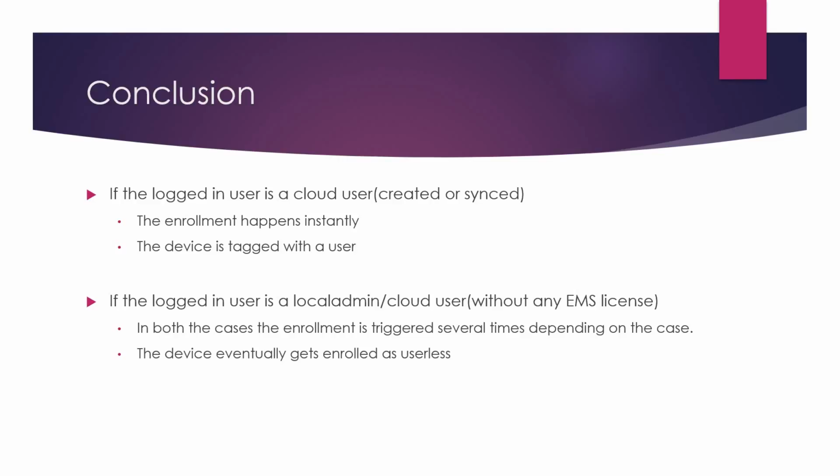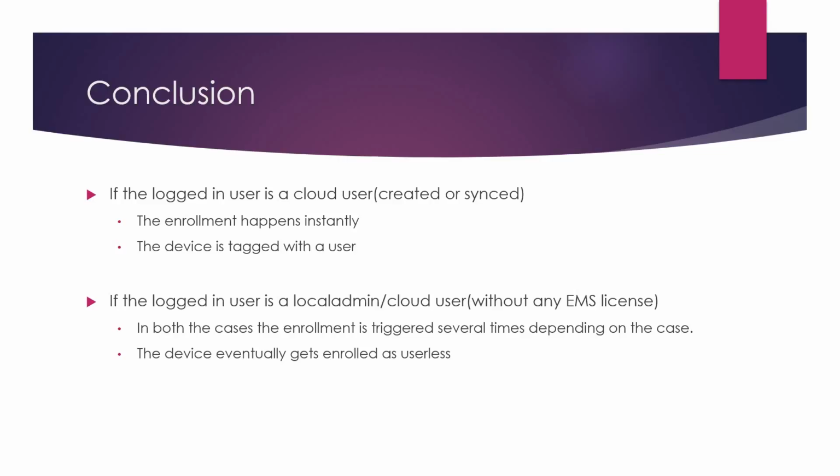However, if the user who was logged in was a cloud user but did not have an EMS license assigned to him, or he was a local admin. In both the cases, obviously, if he's a local admin, then obviously he wouldn't have an EMS license. So in both the cases, the device will eventually get enrolled, and the device will be enrolled, you can say, without user affinity, meaning that there will be no user assigned to this device, and when we go into the Intune portal, we'll be able to see that there is no user attributed to the device.